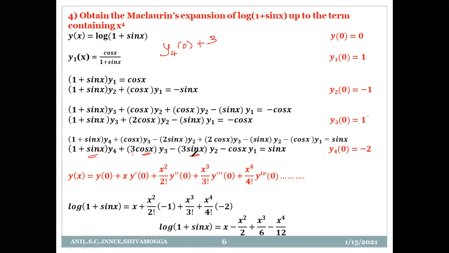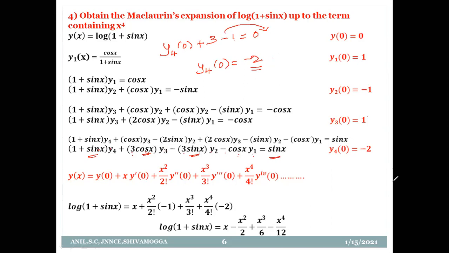Here sin 0 is 0. 0 into anything is 0. Minus cos 0, which is 1. y1 is also 1. 1 into 1 is 1. This is equal to sin 0, which is 0. Therefore, y4 of 0 plus 3 minus 1 is equal to 0, so y4 of 0 plus 2 equals 0. Transferring this 2 to the RHS, you get y4 of 0 is equal to minus 2.